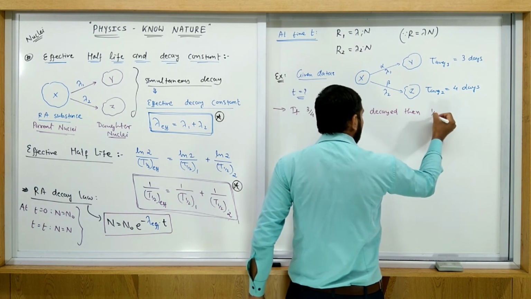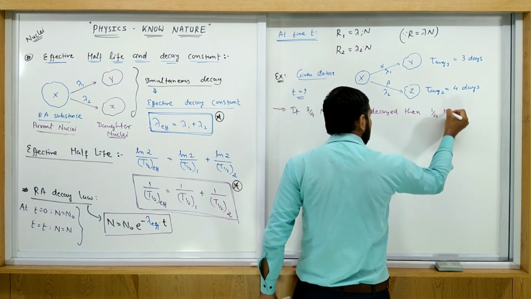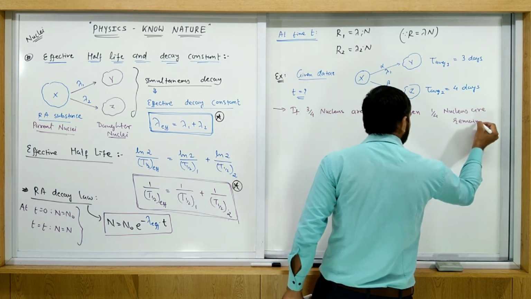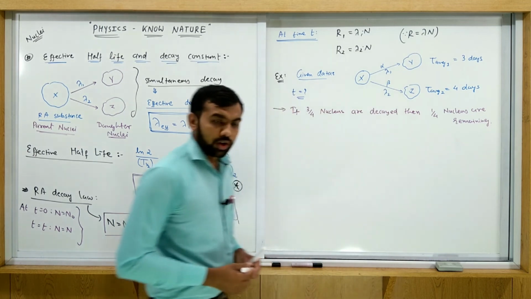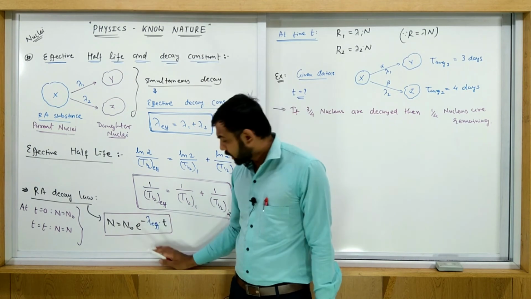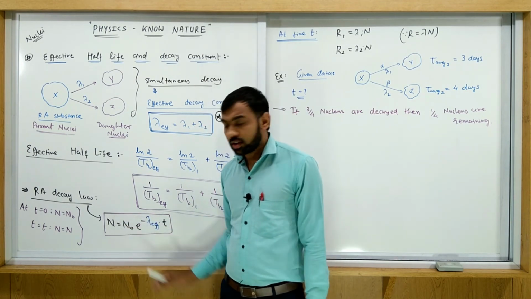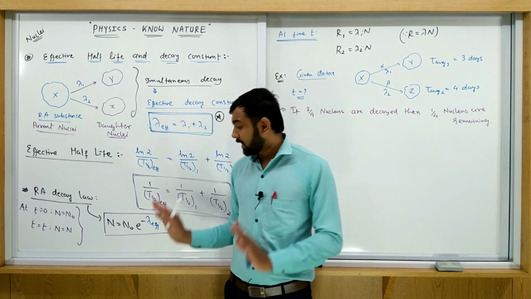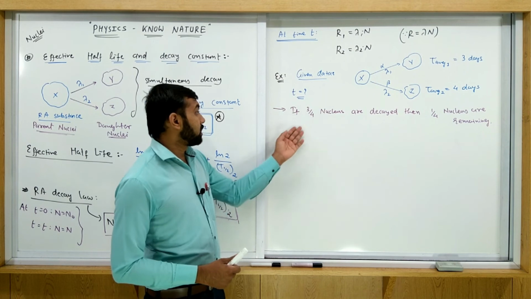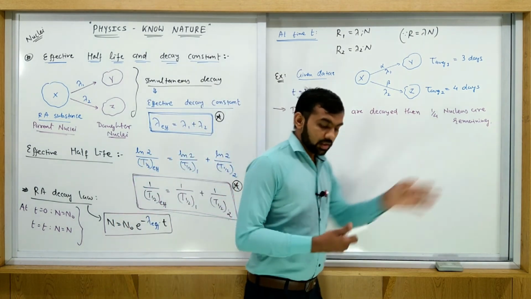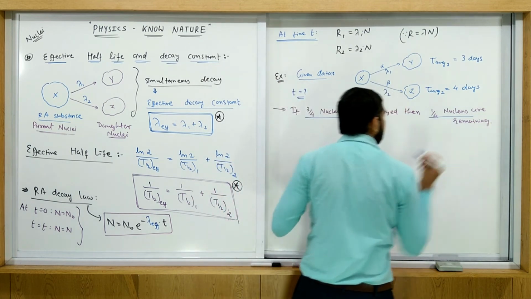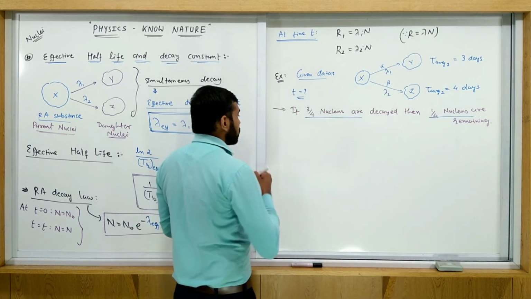then we can write 1/4 of the nuclei are remaining. Why do we write this? Because in this equation, N represents the number of nuclei remaining in the substance. If 3/4 decayed, then 1/4 remaining. Underline this one. You consider at t is equal to 0.